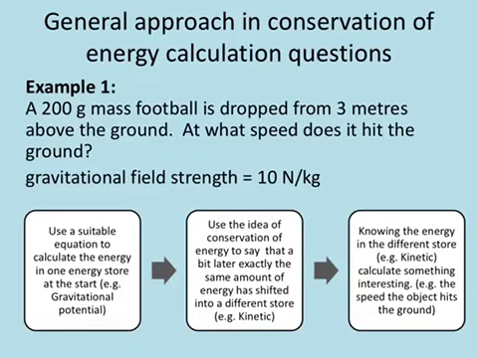In this video, we're going to look at 4 further examples of applying conservation of energy to calculations. First one, a 200 gram mass football is dropped from 3 meters above the ground. At what speed does it hit the ground? This one, we're taking the gravitational field strength to be 10 newtons per kilogram.